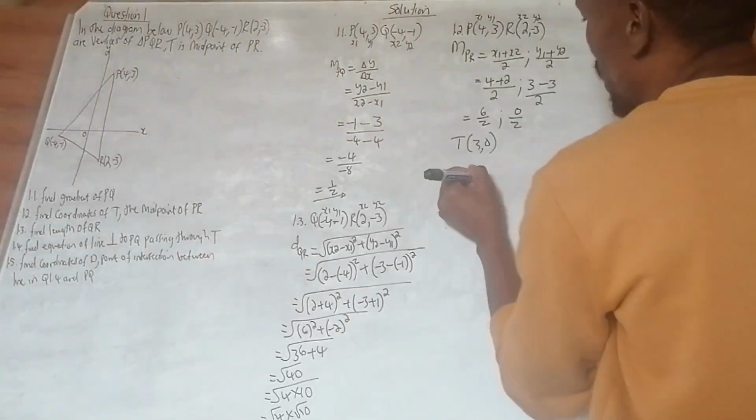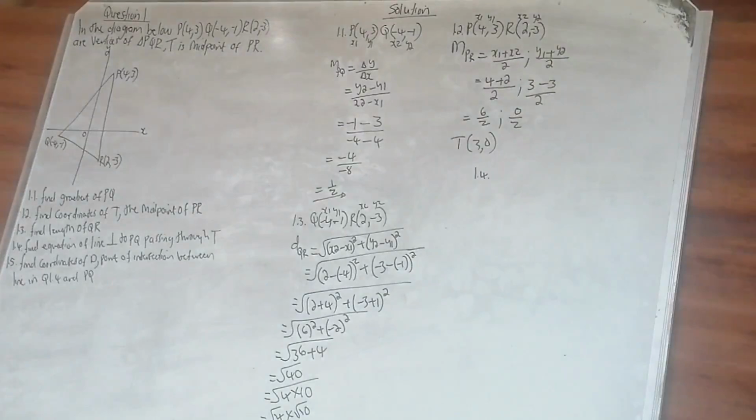Let us go to 1.4. Find the equation of a line that is perpendicular to PQ and it has to pass through T. We know that two lines that are perpendicular form an angle of 90 degrees, because they are perpendicular.